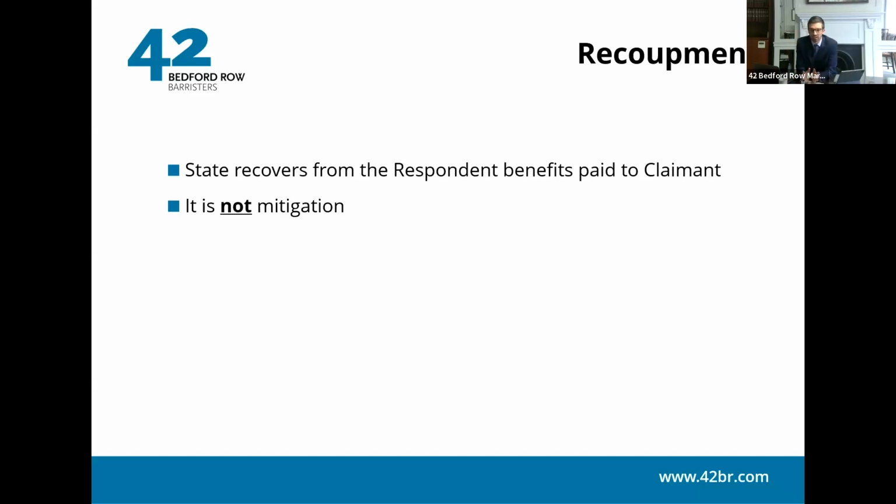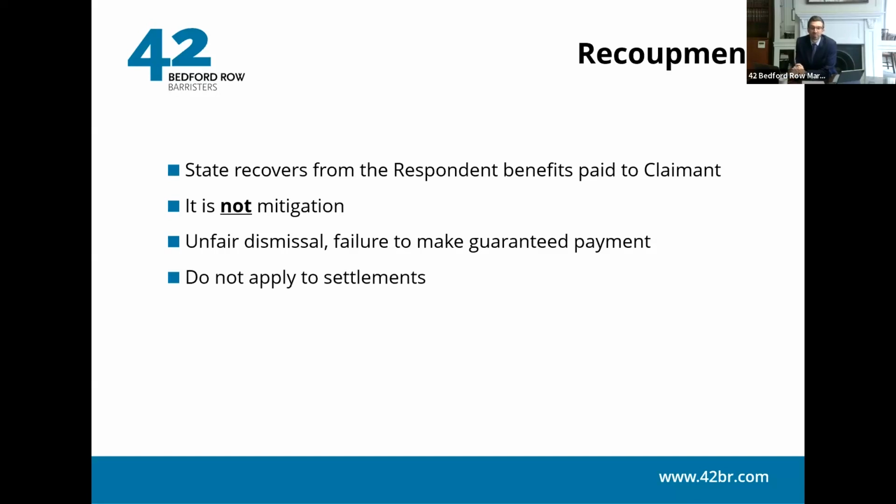I often see, for example, universal credit or whatever it may be, set out under mitigation or set out as a deduction on the amounts on the schedule of loss. And it isn't a deduction, it is still to be paid. It's just that it doesn't go to the claimant. This applies in unfair dismissal and issues of failure to make a guaranteed payment, for example. Notably, recoupment does not apply in settlements.